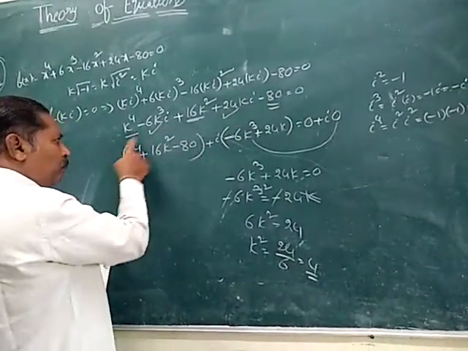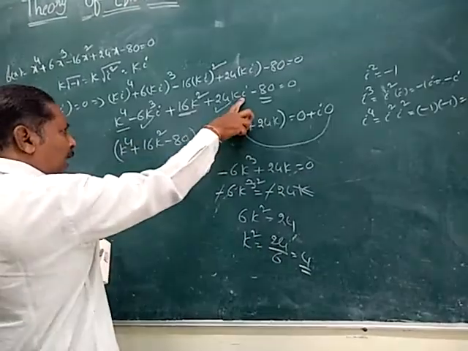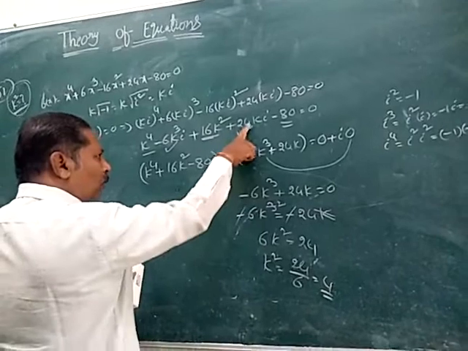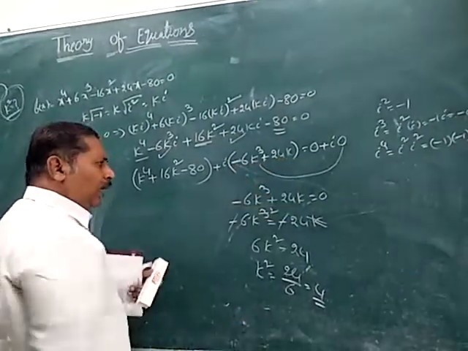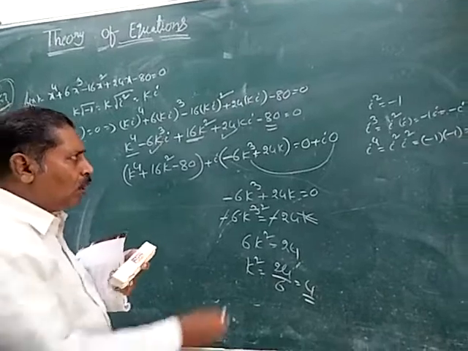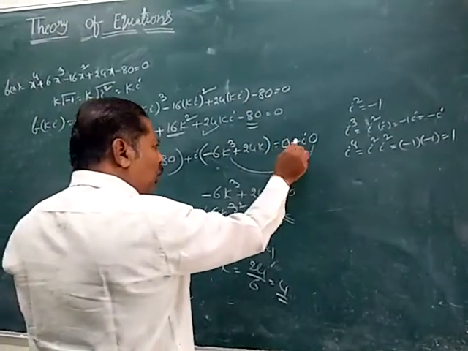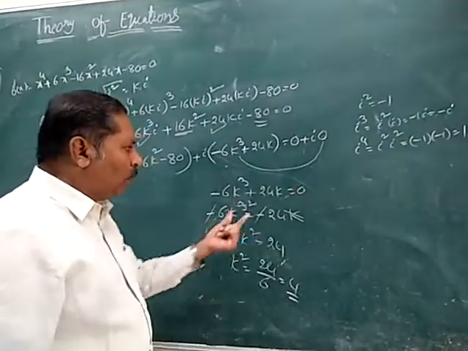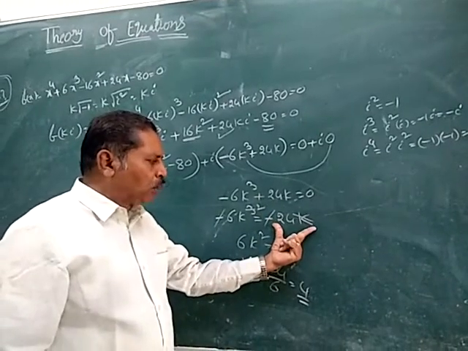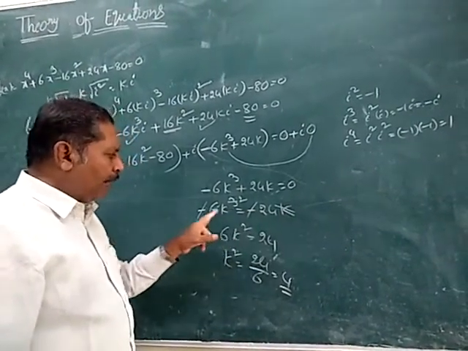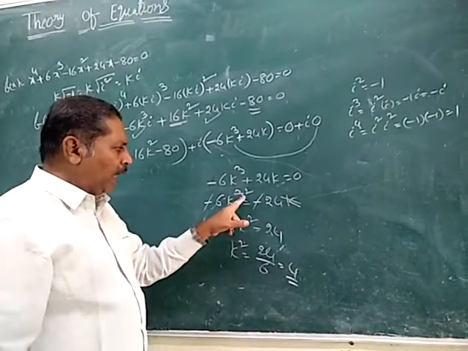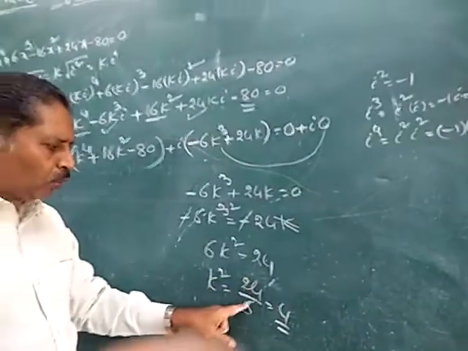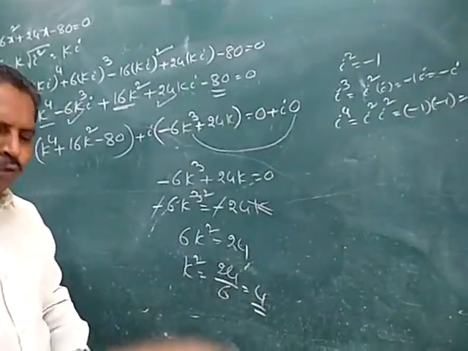So divide into two parts: k power 4, 16k square minus 80. This is called the real part. Take i common from these two: minus 6k cube plus 24k. This is called the imaginary part. 0 is nothing but 0 plus i0. Equating these two, plus 24k becomes minus 24k. Minus minus cancel, k cancel, 6k square equals 24. k square value 24 by 6 equals 4.